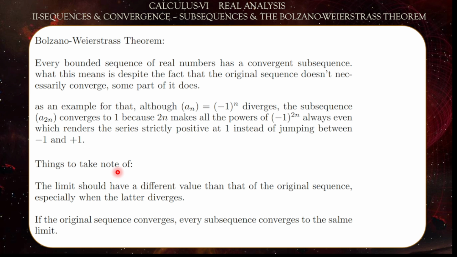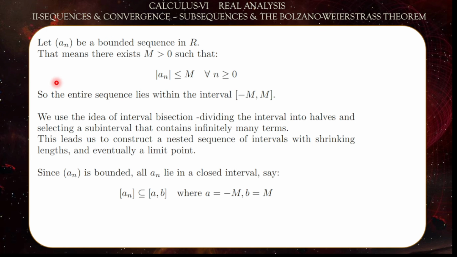Things to take note of: the limit of a subsequence may have a different value than that of the original sequence, especially when the latter diverges. If the original sequence converges, every subsequence converges to the same limit. In other words, if the original sequence converges, which means it has a finite limit, then every subsequence, no matter what order and how many samples you take out of the original sequence, also has to converge to the same limit value. Let an be a bounded sequence in R.